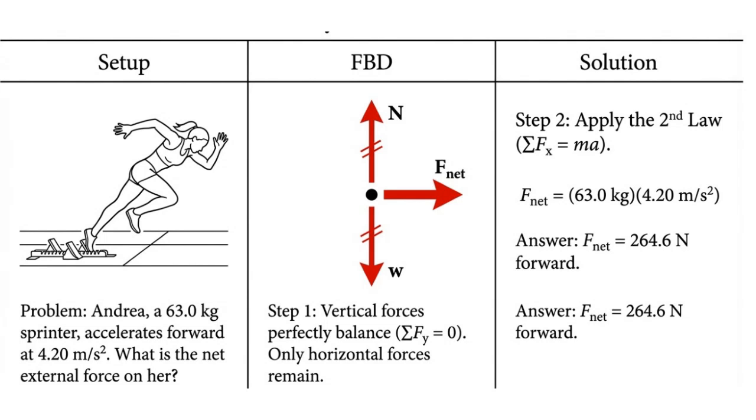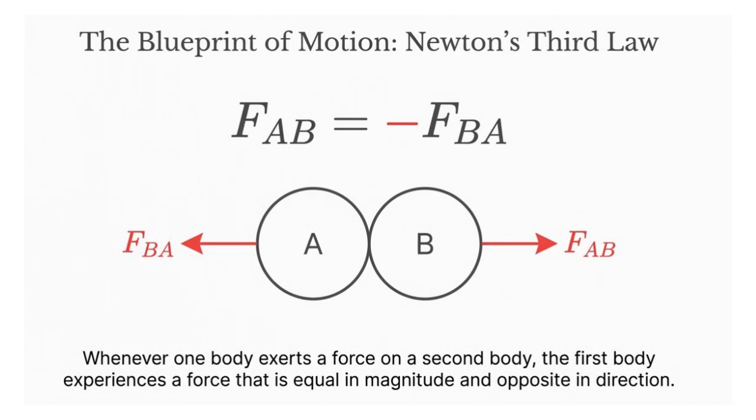Next, we apply Newton's second law, which tells us that the net force is mass times acceleration. Multiplying Andrea's mass by her acceleration, we get a net force of 264.6 newtons acting forward. This force is what causes her to accelerate the way she does.